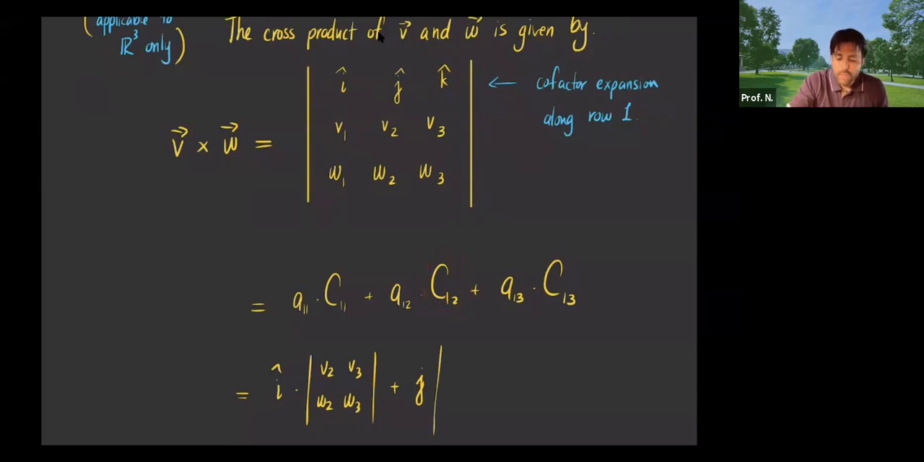And remember, the cofactor C12 is -1 to the 1 plus 2 times the minor of 1, 2. The minor is the determinant of the submatrix when we strike through row 1 and column 2. And so what are we left with? We get V1, V3, W1, W3. But this now becomes a minus. This is j hat. And then plus k hat. Strike through the first row, third column, and I'm left with the submatrix of V1, V2, W1, W2.